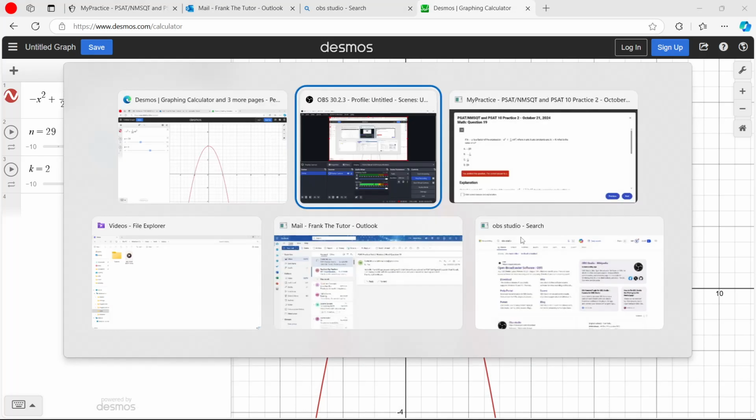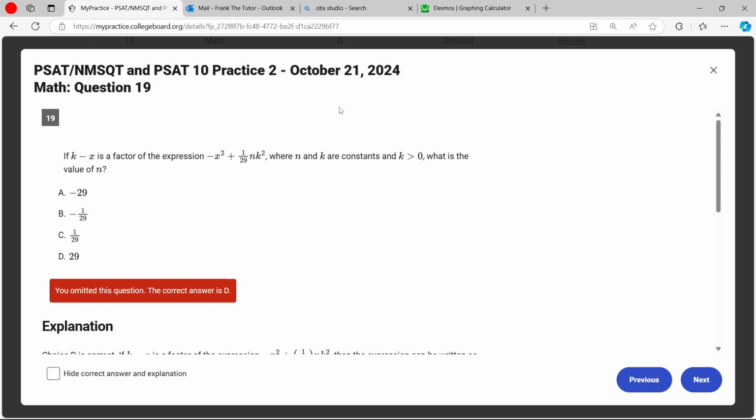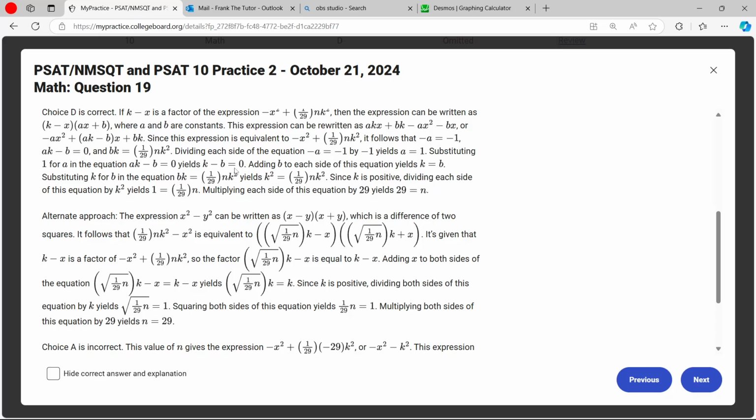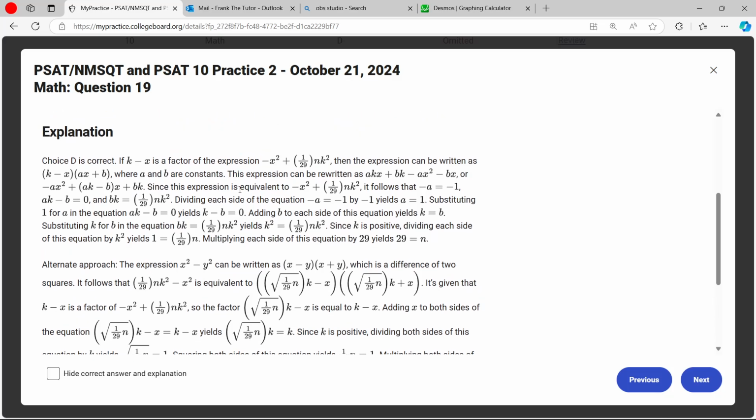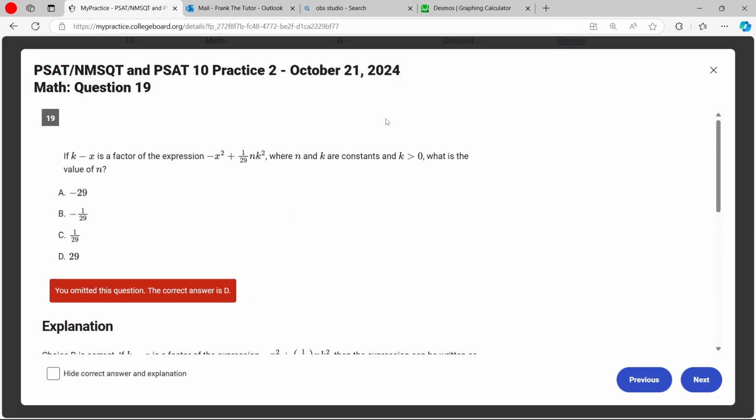This is PSAT 10, Practice Test 2, the NMSQT PSAT test. Practice Test 2, this is the hard module, question 19. It gives the answer here, and it's got an explanation. You can read that explanation and work it out that way, and it gives two alternatives. But I'm going to show how to do it a different way.